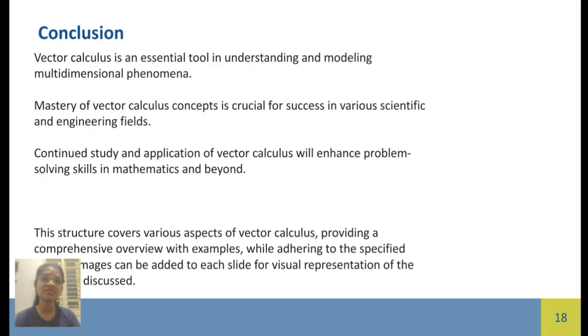This structure covers various aspects of vector calculus, providing a comprehensive overview. Images can be added to each slide for visual representation of the topic and discussed.